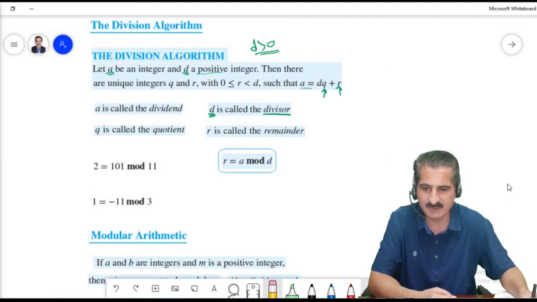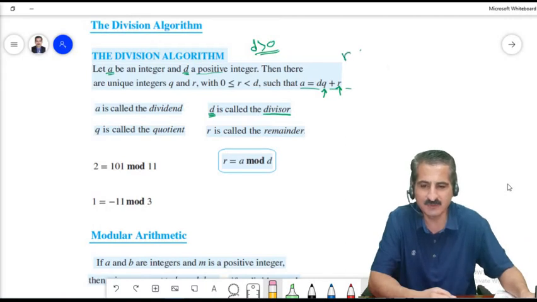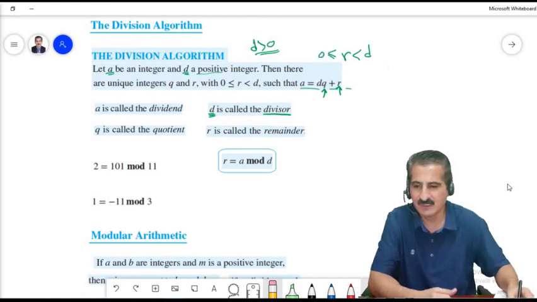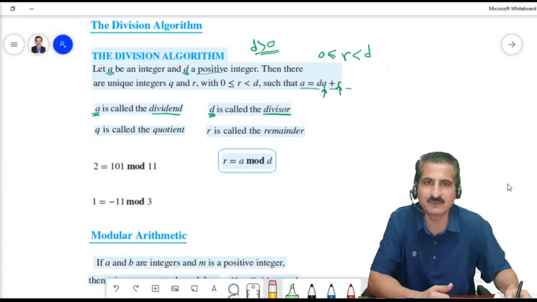So this is the definition. And the remainder is always less than the divisor, and it can be 0. So it is between 0 and the divisor. Okay? So these are the names. a is called the dividend, d is called the divisor, q is called the quotient.